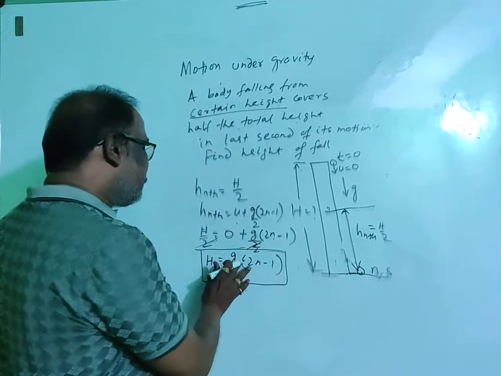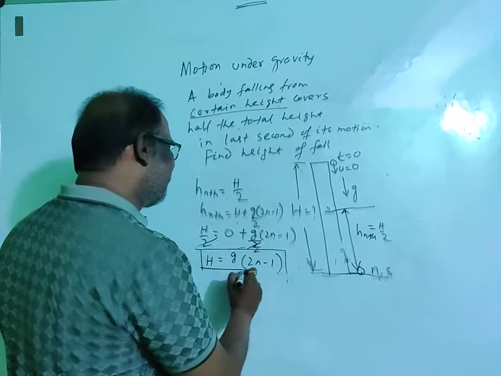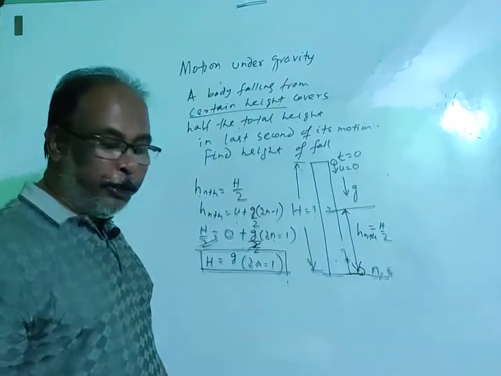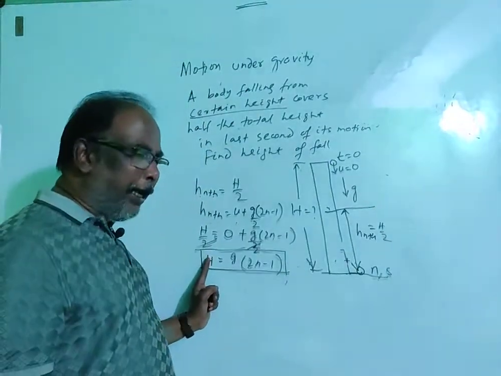Okay, this 2 is cancelled. Okay, thank you. This 2 is cancelled. So H is equal to g into 2n minus 1. Okay, but what is actually H?